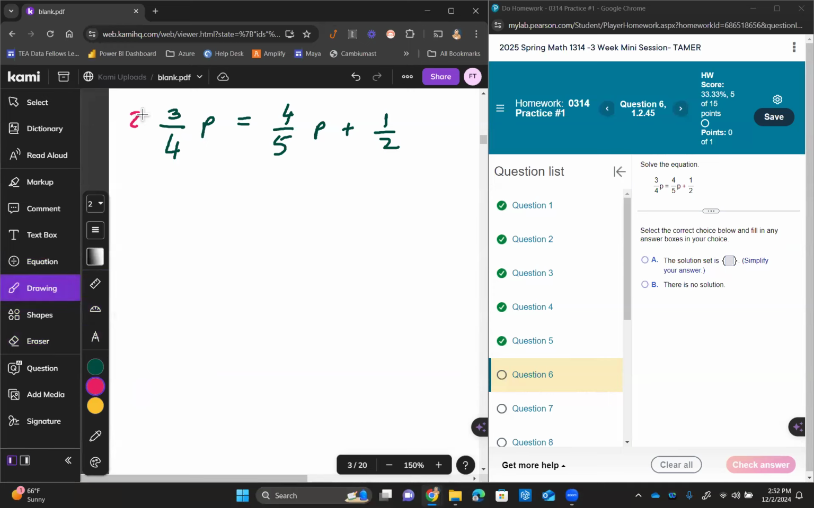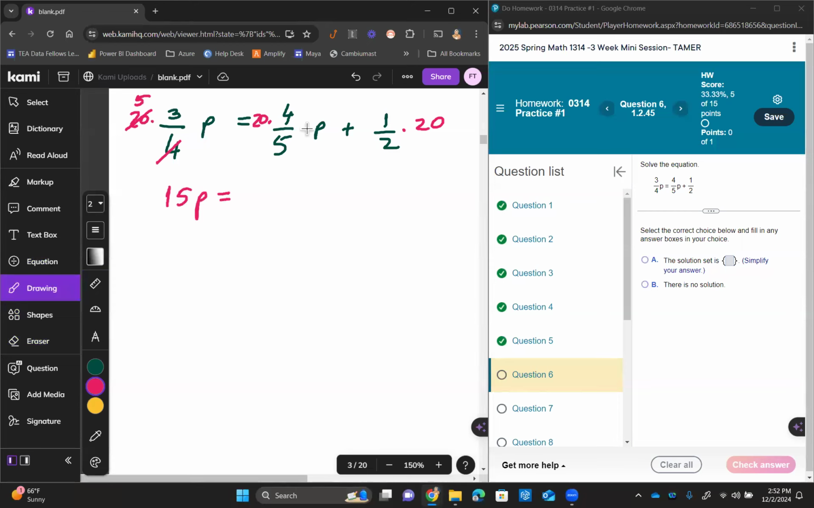So this will be multiplied by 20. This will be multiplied by 20. And 1/2, the last term, must be multiplied by 20. So let's see what's going to happen now. I can't just simply clear 20 and 4 anymore because they're not the same numbers. But fractions, they mean division. So I can divide 20 by 4. 20 divided by 4 is just 5. So now I have 5 times 3p, which becomes 15p.